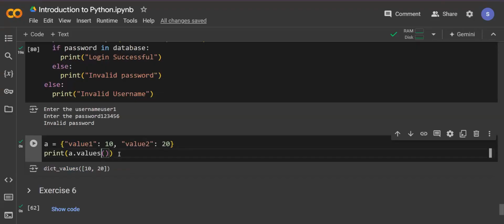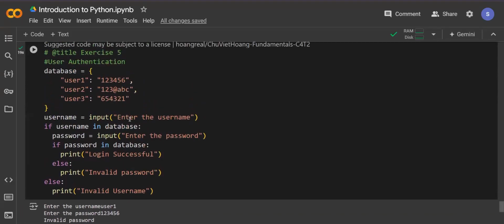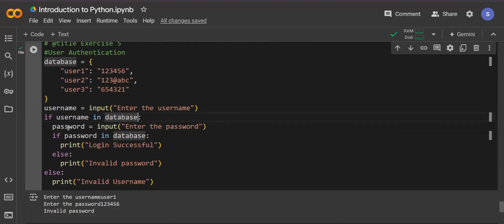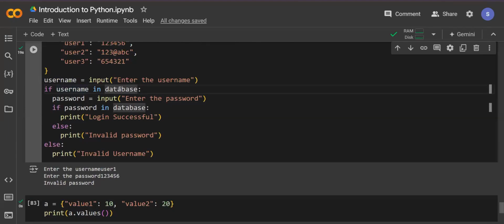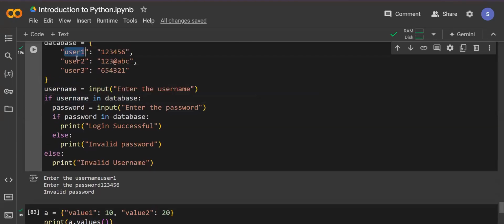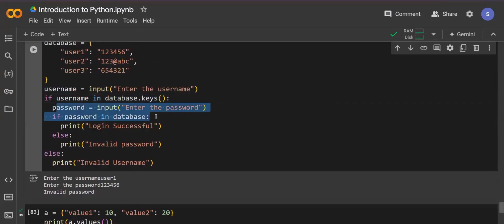Now, with the same principle, let us understand how to do this here. If username in database dot keys or database dot values, can you tell me where is this username? It is in the database dot keys, right? Yes. So that is the reason let us check for database dot keys. If it is present in the keys, then it has to move inside, that is to the password.